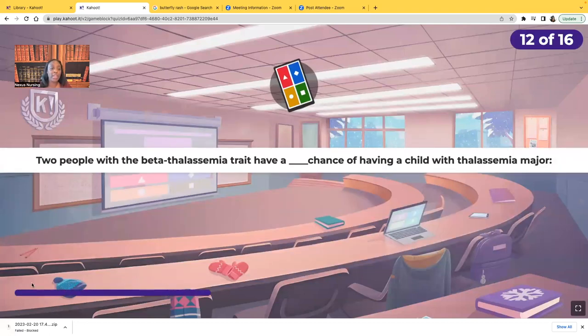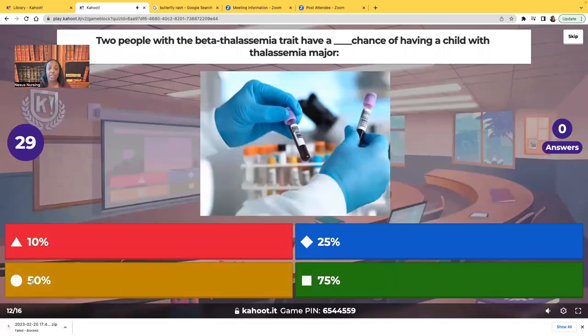Two people with beta thalassemia trait have blank chance of having a child with thalassemia major. So mom and dad have the trait. What are the chances that they will produce a child with the disorder? Is it 10%, 25%, 50%, or 75%?